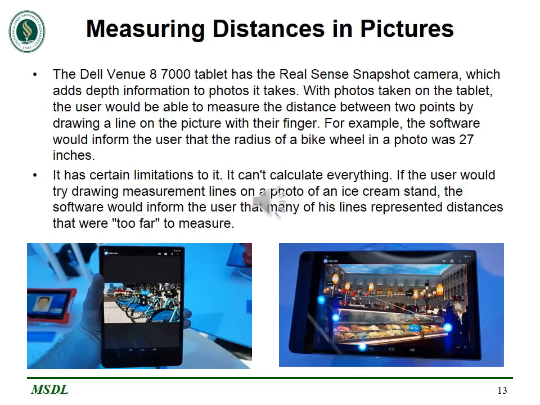Let's move forward to the other application of RealSense, that is measuring distances in pictures. The Dell Venue 8 7000 tablet has a RealSense snapshot camera which adds depth information to photos it takes. With photos taken on the tablet, the user would be able to measure the distance between 2 points by drawing a line on the picture with their finger.